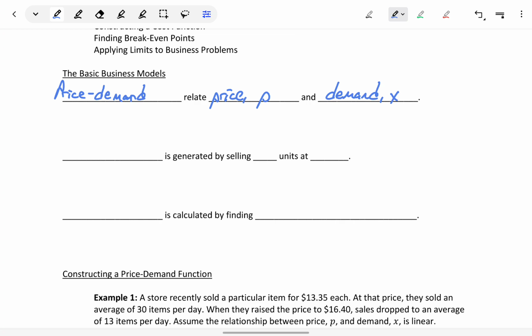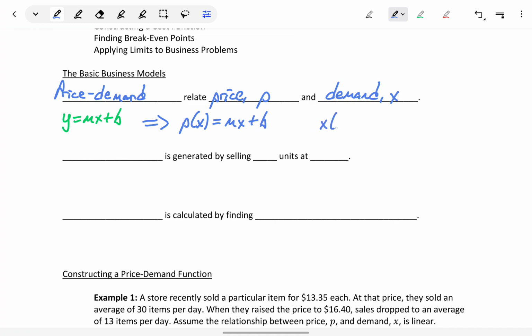Oftentimes we'll be dealing with linear price demand equations. So these will be something of the form y equals mx plus b. But we'll translate that into slightly different notation depending on which value is considered to be the independent variable. So in place of y, we'll use a value p to generate a function p of x is equal to mx plus b. In that case, demand is the independent variable for that equation.